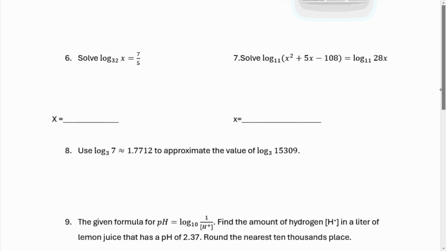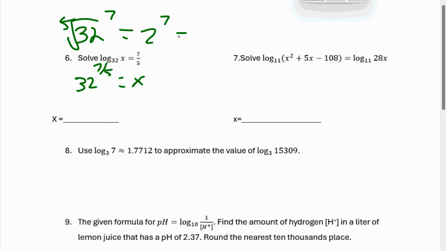All right, so these ones, I'm just rewriting this. 32 raised to the 7/5 is equal to 8x. And now 32 raised to the 7/5, it's a fifth, that means it's a fifth root. Fifth root of 32 is 2. Now I raise that to the 7th power, and that is 128. So that's 128.